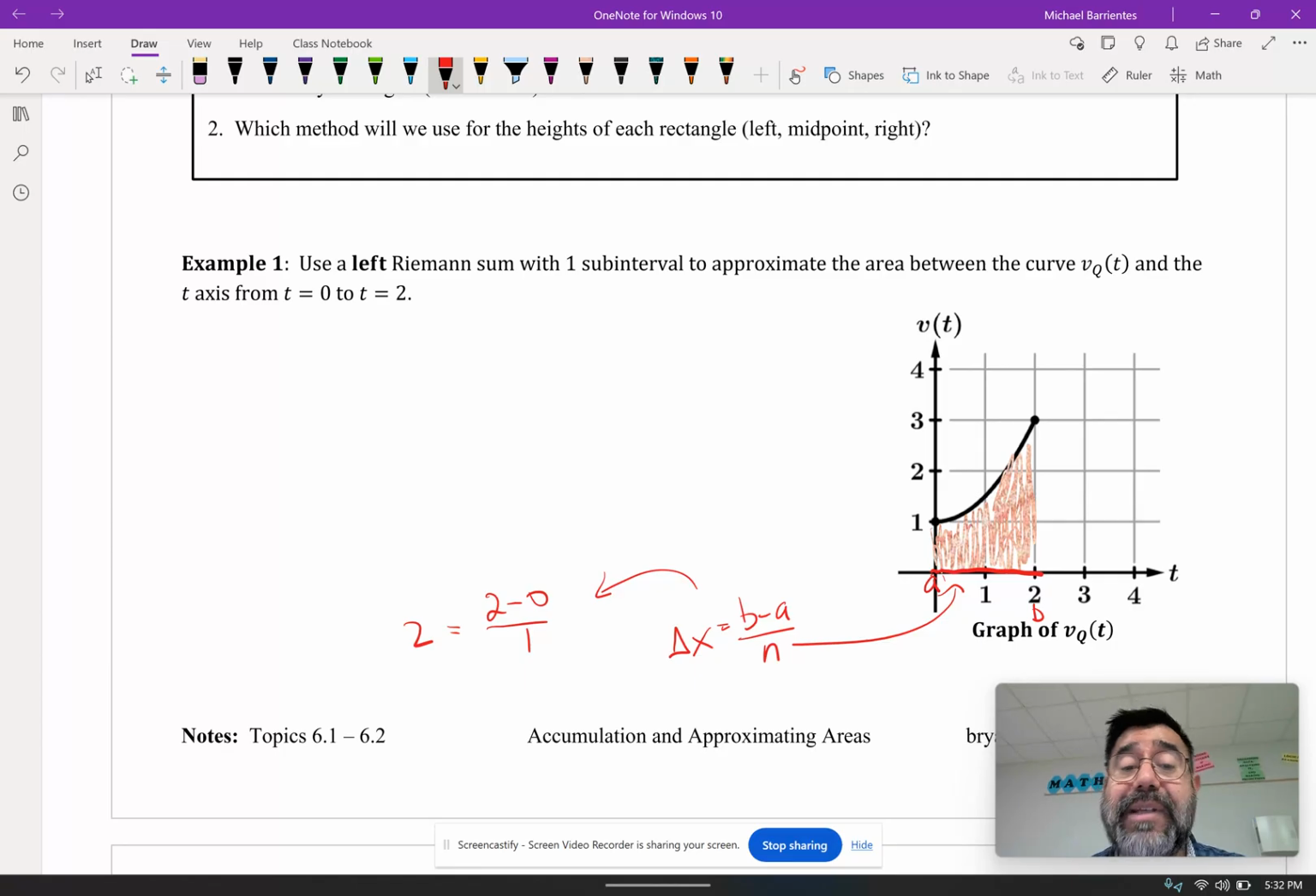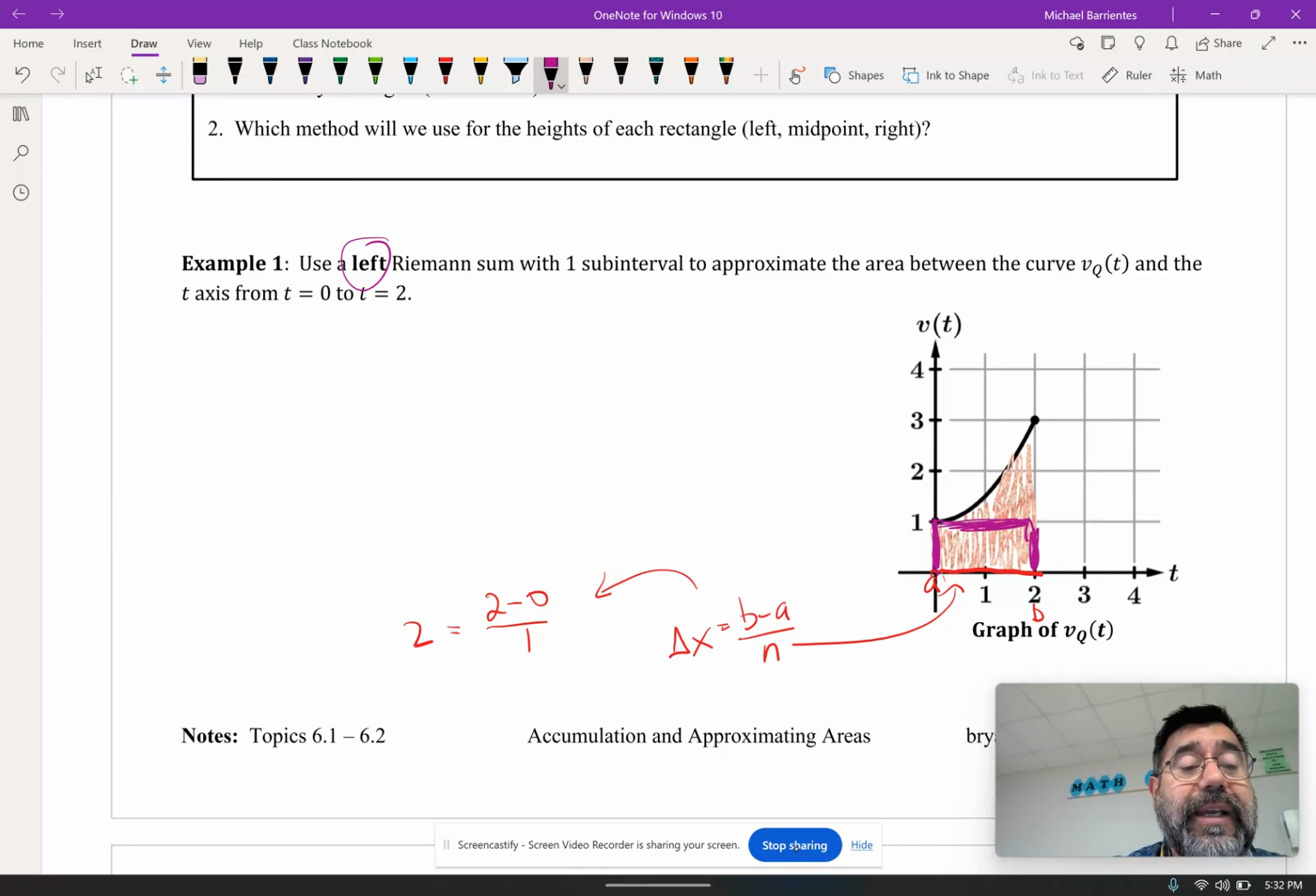My height, because I'm using the left side, I'm going to start from the left endpoint, and I'm going to go straight up until I hit the curve. This function value at 0 is going to represent the height, and so I'm going to approximate that shaded region with this one rectangle. Is it a good approximation? Well, I guess we know that the answer has to be bigger than the area of that rectangle, because I can see that there's a shaded region that didn't get bounded by that rectangle. But it'll give us a way to start, right?